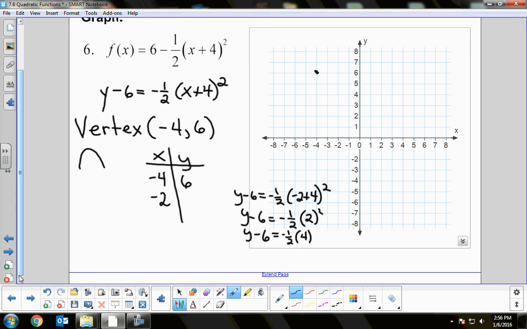Bring this down a little further. Y equals -2 plus 6, which is 4. So I have this value here of 4. So at -2, it's 4. And since this was 2 units over here, it's going to be 4 also.